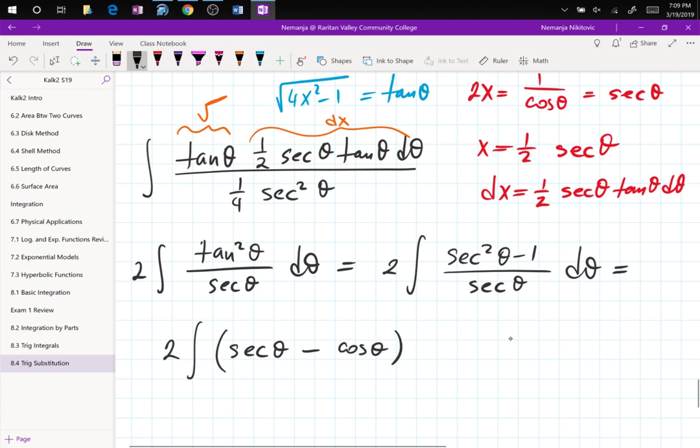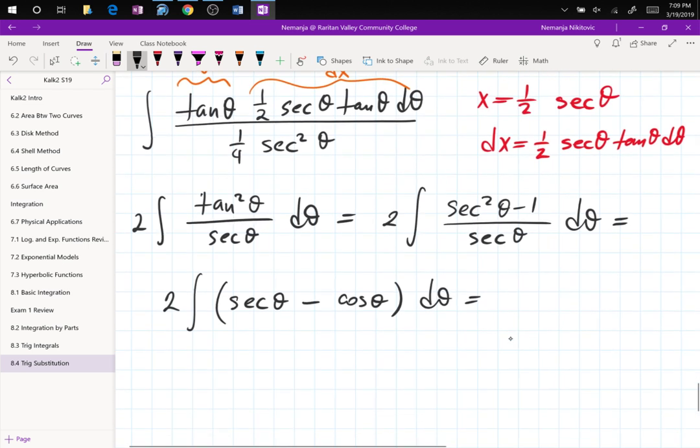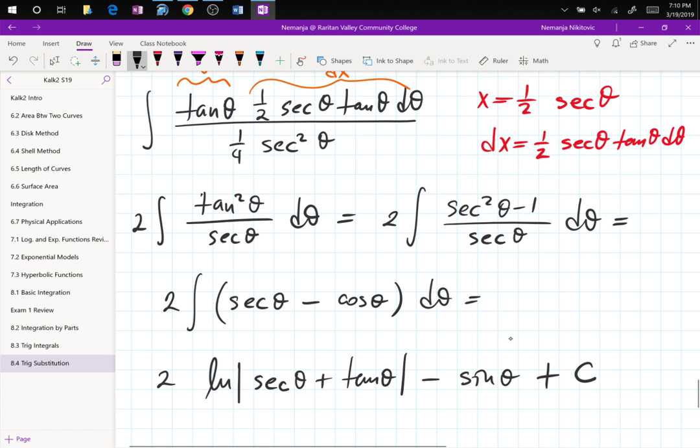These are two independent integrals. What's the integral for secant theta? That's not a basic one. Yes, very good. It's ln absolute value of secant theta plus tangent theta, right? How do I know this? It came to me in a dream. Minus sine theta plus c. And all of this is multiplied by 2.